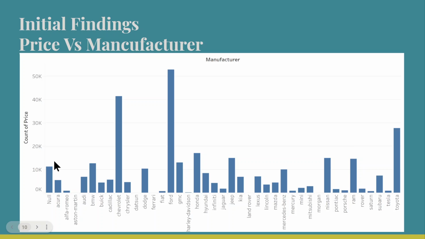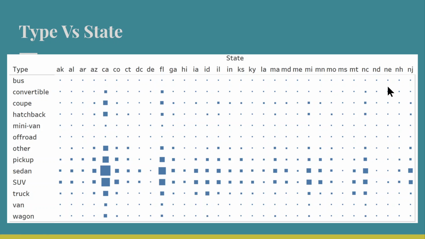Here we also see type versus state. The reason we have to do these sort of interconnected analyses is because sometimes states can have certain biases towards certain types of vehicles. So you see, of course, sedan and SUV are very popular, but pickup trucks are also very popular in more suburban and countryside states. So we have to take those into account when creating our model.